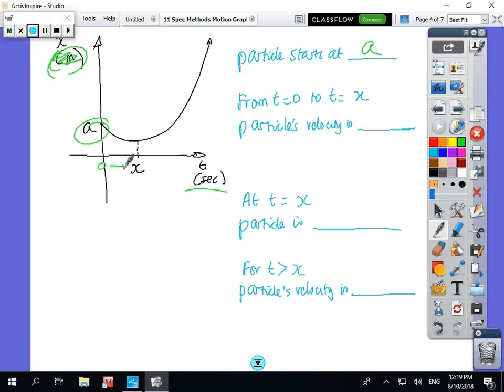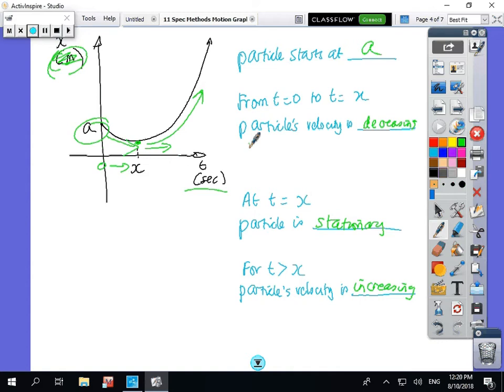From t equals 0 to t equals x, the particle's velocity is decreasing. How do I know that? The answer is the gradient is a negative number. The particle is slowing down because the gradient is negative. At this point, the particle is stationary, if only just for an instant, so it's an instantaneous stop. And then for t this way, the particle's velocity is increasing.